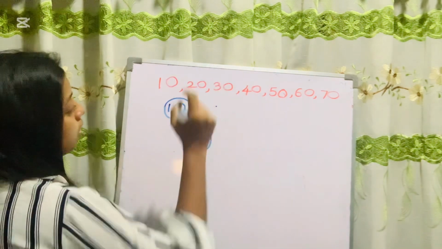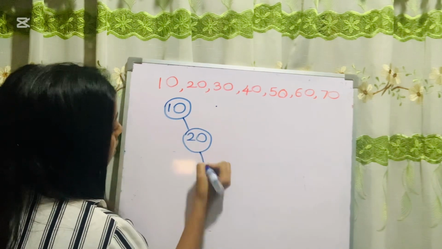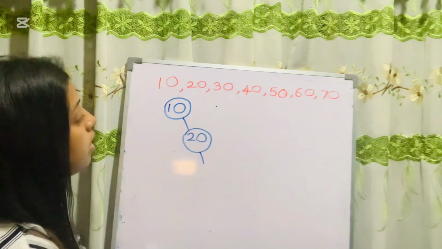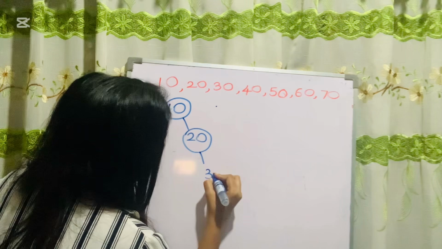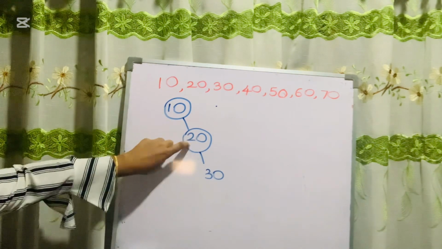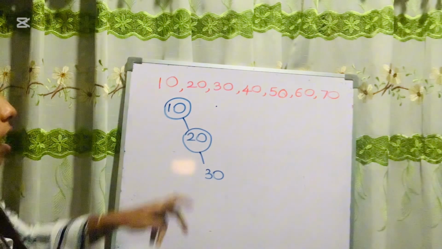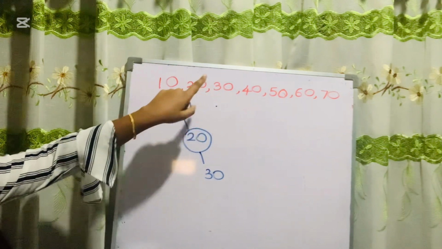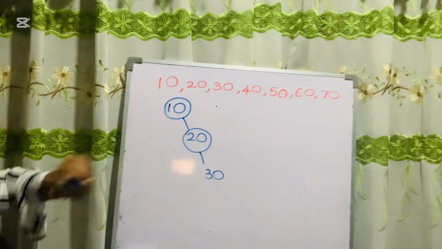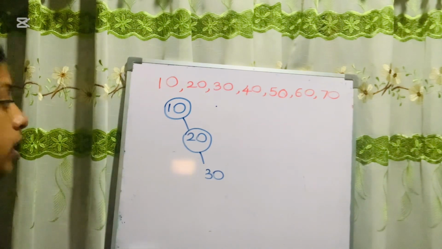Then we move on to the third element, number 30. We compare it with the first element; 30 is greater than number 10, so we move to the right side. We then compare number 30 with the second element. Number 20 is less than number 30, so we move it to the right side.